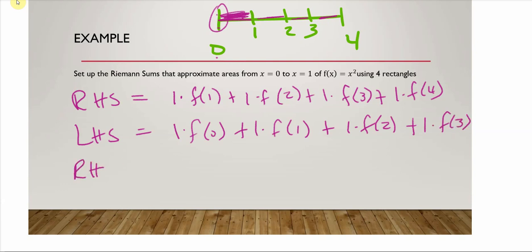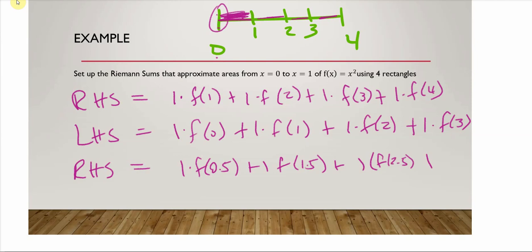Now, what about the midpoint sums? For the midpoint sums, all the bases are still going to be 1. But now the heights, I'm going to pick the ones in the middle. So it's going to be f of 0.5. And then the next one's going to be 1.5. The next height is going to be determined at 2.5. And the last height is going to be found at 3.5. Okay. And then what do you do to find the heights? You insert them into this function to find the heights. Okay. But we were just setting up.